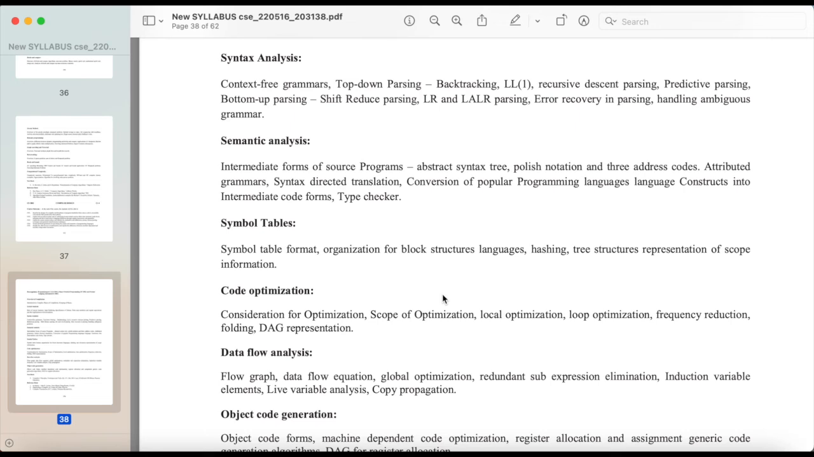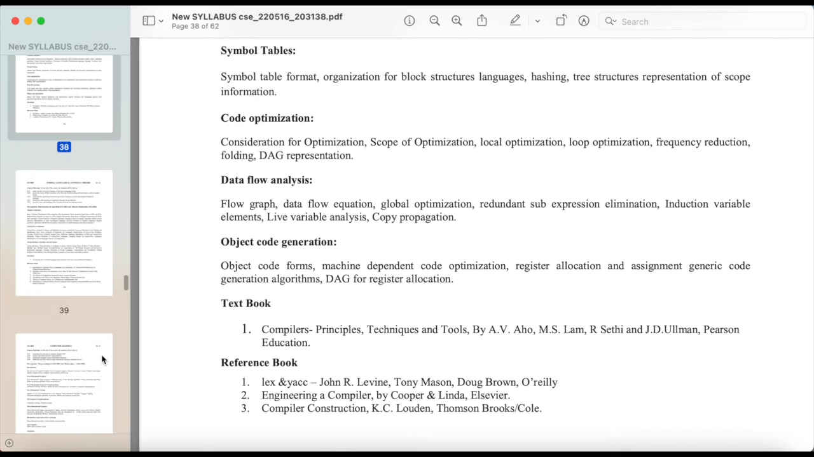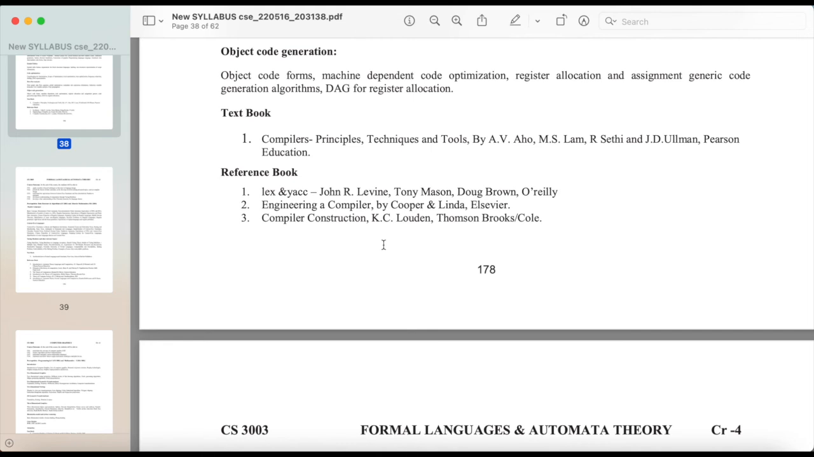3 address codes, attributed grammars, syntax-directed translation, conversion of popular programming language constructs into intermediate code forms, type checker, symbol tables, symbol table format, organization for block structured languages, hashing, tree structures, representation of scope information, code optimization, consideration for optimization, scope of optimization, local optimization, loop optimization, frequency reduction, folding, DAG representation, data flow analysis, flow graph, data flow equation, global optimization, redundant sub-expression elimination, induction variable elimination, live variable analysis, copy propagation, object code generation, object code forms, machine-dependent code optimization, register allocation and assignment, generic code generation algorithms, DAG for register allocation.